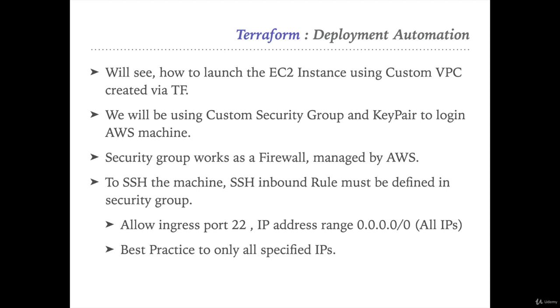If you remember, in the last lecture we defined the IP range with the private subnet. So you need to make sure what the IP range of your machines is, right? And this IP range must be defined inside the inbound traffic so that only these machines can access the instance which is spun up in your AWS.